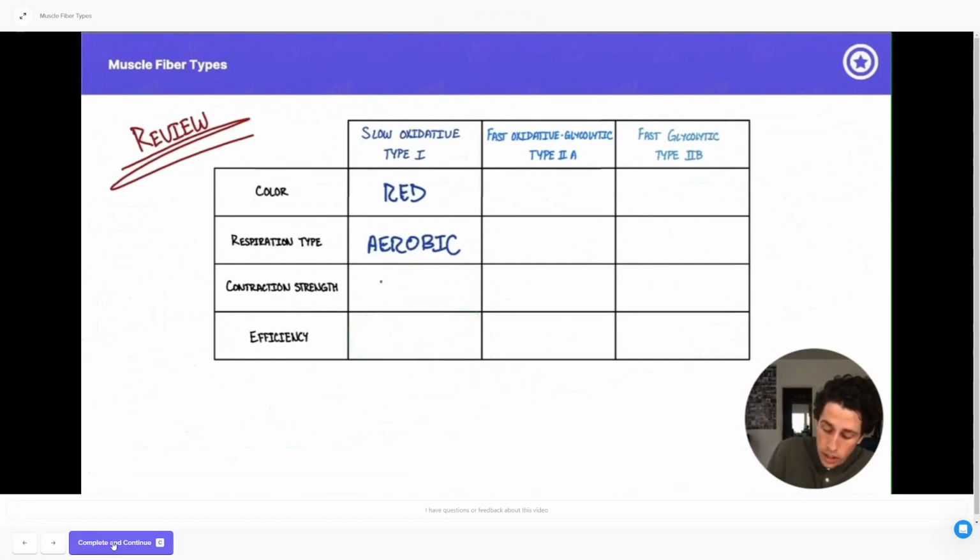So it's going to be a weak contraction like we know, but in return, that's also going to be resistant to fatigue, so it's kind of a trade-off. So resistant to fatigue right here.